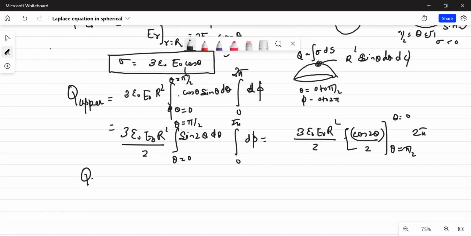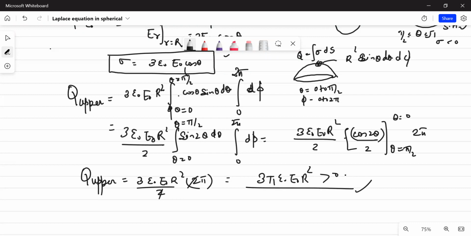So overall, Q upper would be equal to what? I think this would be 3 epsilon naught E naught r square upon 2, and then this cos 2 theta, 1 by 2, 1 by 2. This will be 2 divided by 2 is 1. So this is 2 pi, and overall you will get this cancellation. This will be 3 pi epsilon naught E naught into r square. Clearly, this is positive. So your charge on the upper hemisphere is positive, and an equal amount of charge would be there on the lower hemisphere, but on the negative side. So I think this problem is solved.